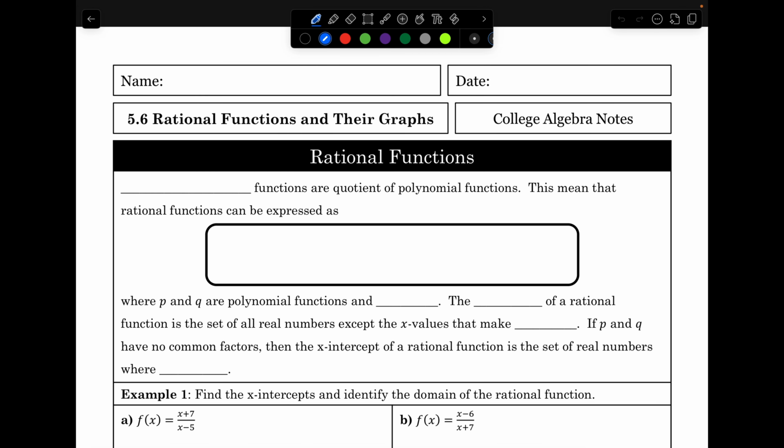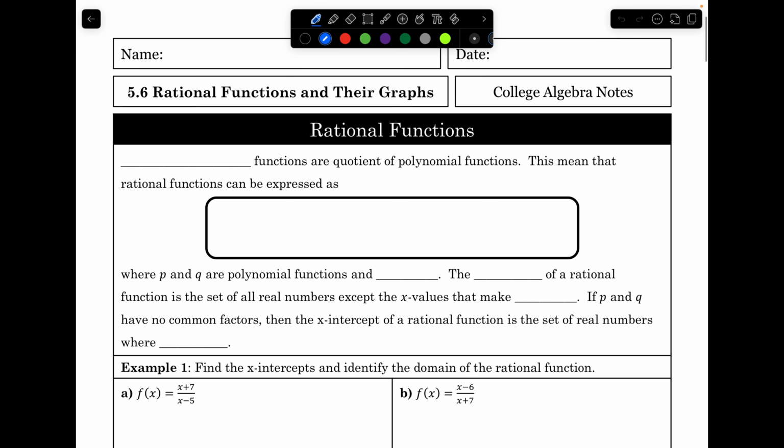We're going to tackle this in one day. What we're going to go over in this section is how to identify the x-intercepts, the domain, and the asymptotes of a rational function. Let's begin by first defining what a rational function is.